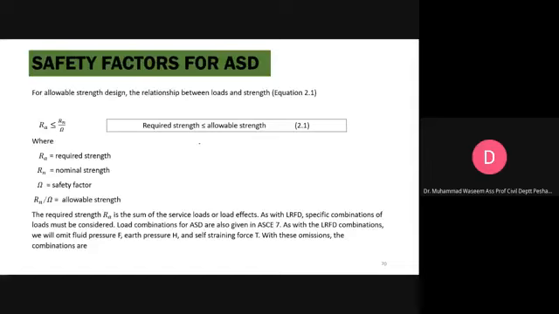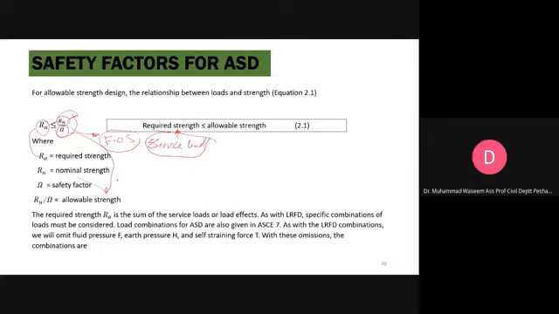Now, when we look at the safety factors for allowable stress or allowable strength design, we discussed that the required strength should be less than the allowable strength, and Rn is the nominal strength. You will see this notation, which represents the factor of safety. When you divide the theoretical strength by the factor of safety, it is called the allowable strength. This Rn over the factor of safety as a whole is called the allowable strength. The required strength comes from the effects of the service loads, and we add the service loads to get the required strength.